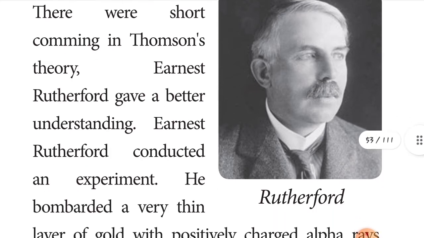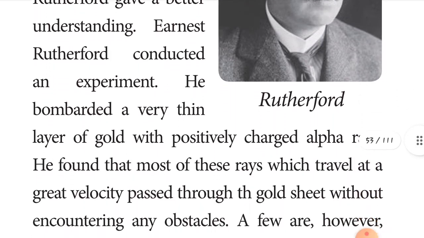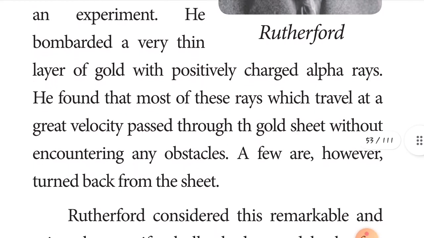Ernest Rutherford conducted an experiment, children. He bombarded a very thin layer of gold foil with positively charged alpha particles. He took a very thin gold foil and passed the positive charges through it, getting alpha rays. He found that most of these rays, traveling at great velocity, that means speed, passed through the gold sheet without encountering any obstacles. That is the main thing, children.